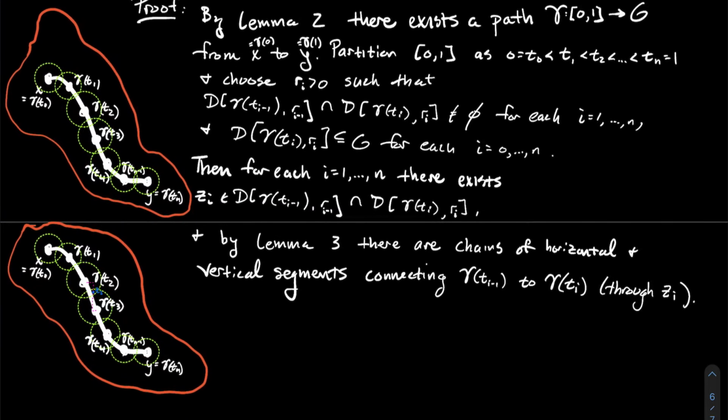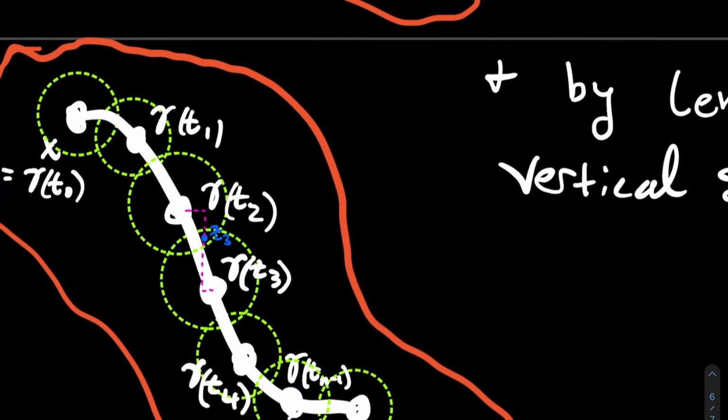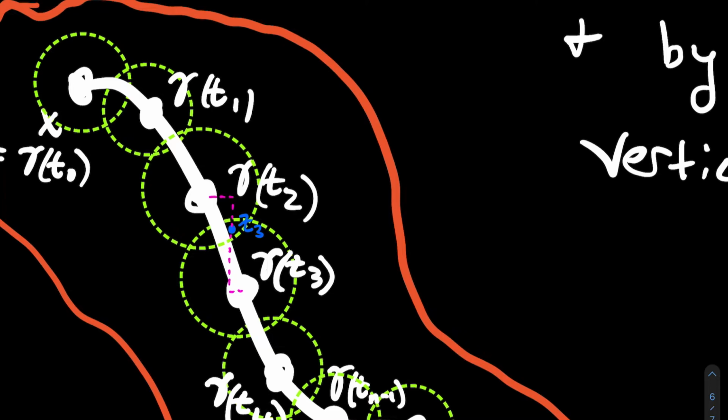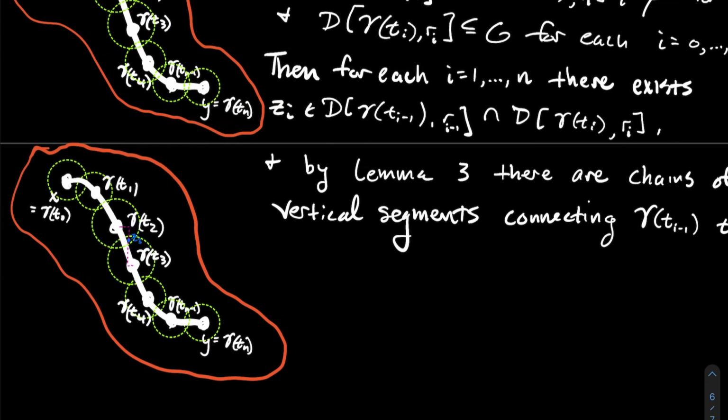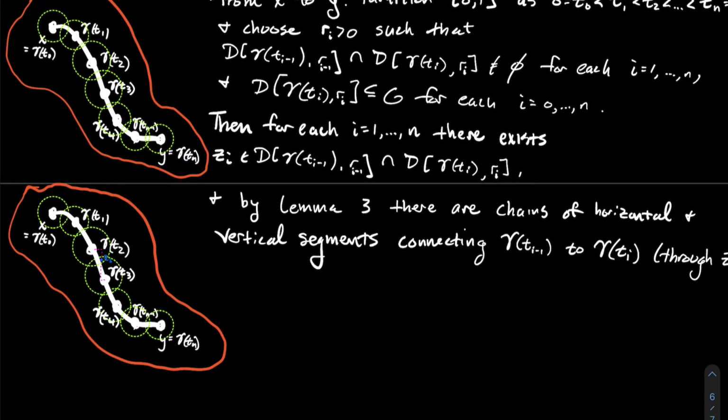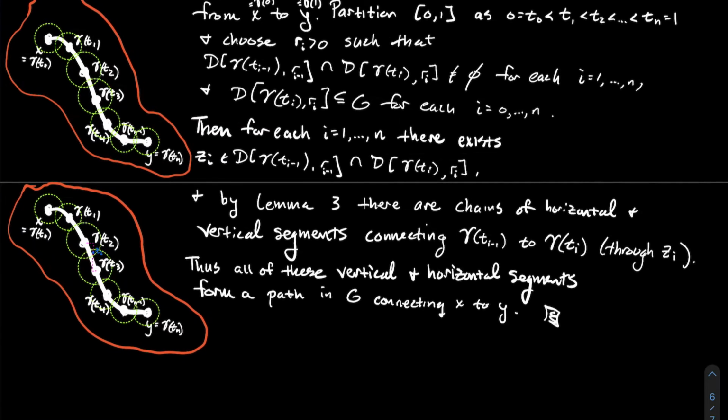And here's where my other picture is. If I zoom in a little bit, I'm looking at the ball centered at gamma(t2) and at gamma(t3), those two balls. If z3 is in their overlap, well, I know gamma(t2) can be connected to z3 with horizontal and vertical segments, and then I know z3 can connect down to gamma(t3) with horizontal and vertical segments. And all I'm saying is, you just connected gamma(t2) and gamma(t3) with horizontal and vertical segments. So that's what having some points in the overlap buys us, that we can connect these all the way from x down to y with just some horizontal and vertical segments. And so that, of course, finishes the proof of that lemma.